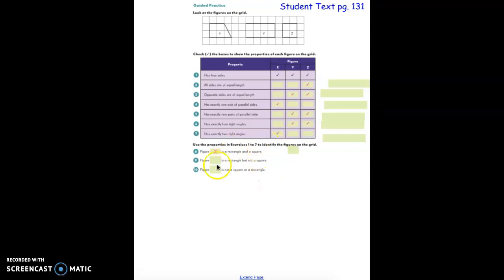All right. So number 9, figure blank is a rectangle but not a square. Well, we know that's Y. Boy, we're doing well. Figure blank is not a square or a rectangle. You're right. The answer is X. Good job, guys.